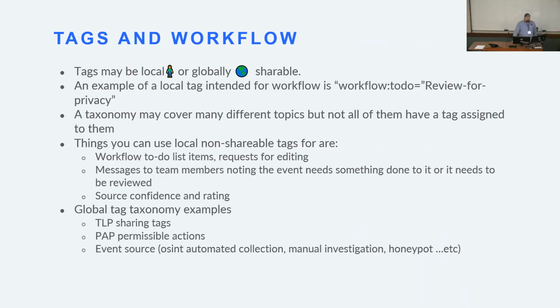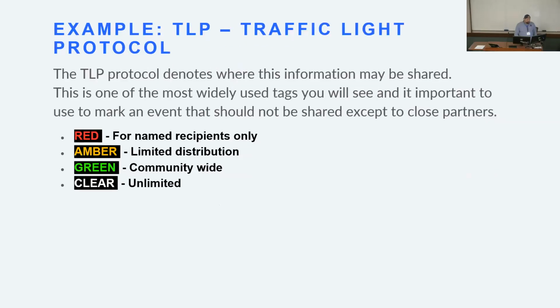There are also internal and global tags. Internal tags are good for internal workflow. You can start something up, and if it detects that you're wanting to share it, it can yank back that sharing and then add a whole bunch of internal tags saying, hey, check this for privacy issues, make sure it's tagged with the Traffic Light Protocol. So you have a couple different options there for tagging.